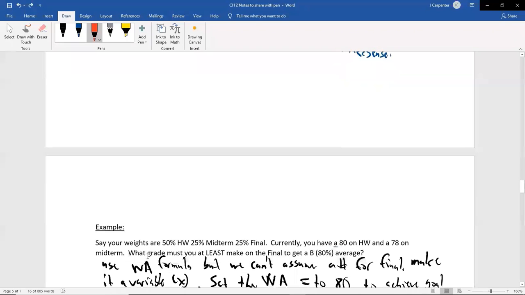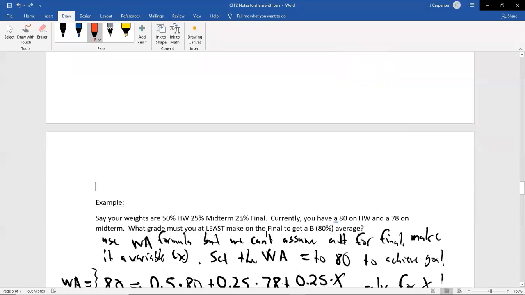So we're going to use the weighted average formula, but we can't assume a number for the final exam. That's what I'm saying for final here. We need to make it a variable, and what I decided to call it is x. That's just a parentheses around it. If you wanted to call it f for final exam, you could. If you want to call it t for I don't know why, but you could. And then we said we want to get an 80 as the ultimate average. So instead of us just crunching down numbers and getting the answer, we set it equal to 80 to achieve this goal.